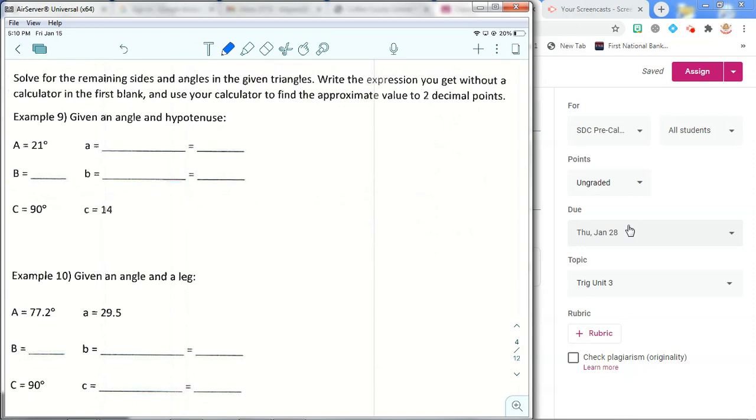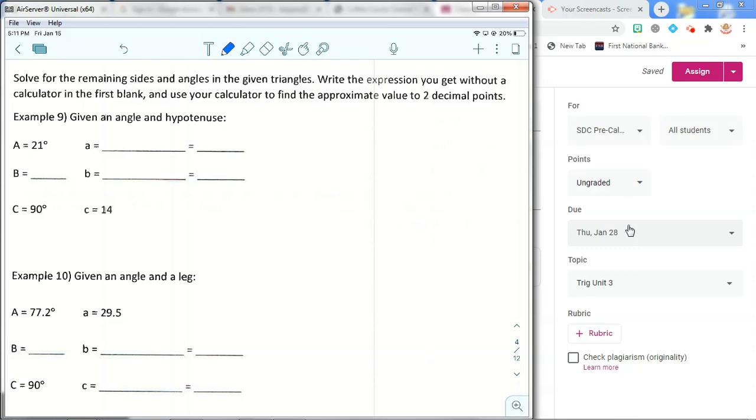Now, this is something that's heavily tested on the challenge exam without the calculator. So we are going to write the expression that we get without the calculator in the first blank and then use the calculator to approximate to 2 decimal points in the second blank.